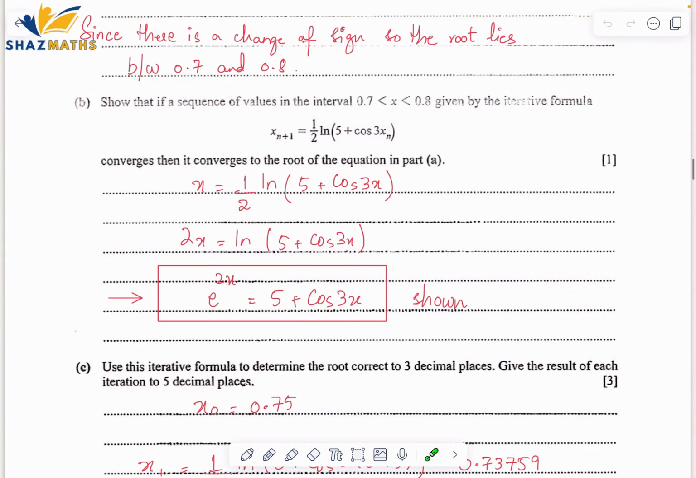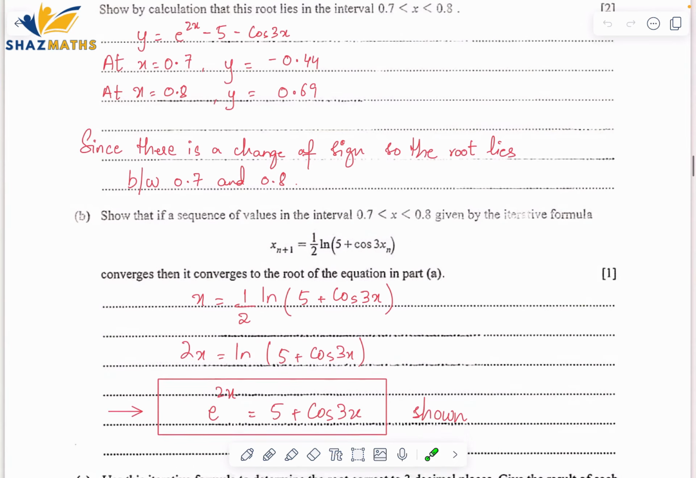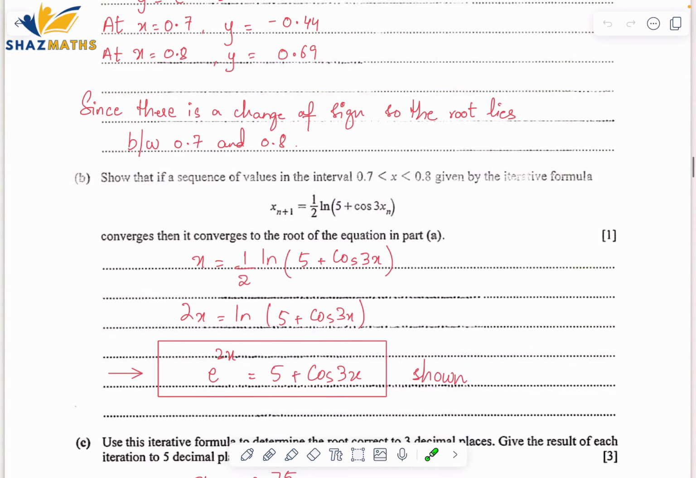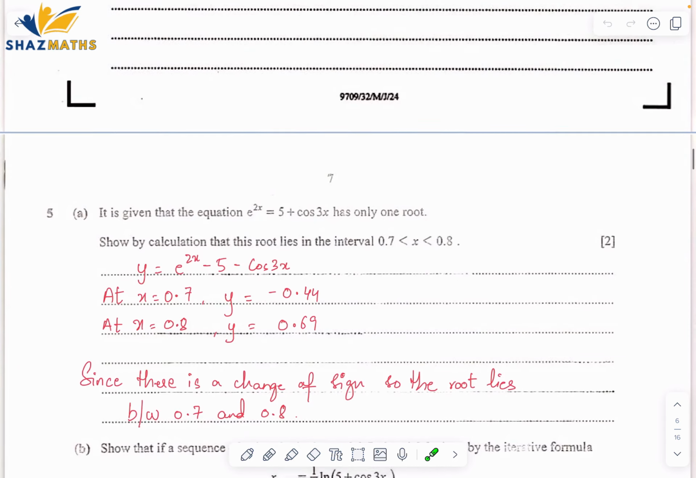For the second part, show that if a sequence of values in the interval 0.7 is less than x is less than 0.8 given by the iterative formula converges, then it converges to the root of the equation in part A. For this case, the simple method is that we'll remove the n plus 1 and n and we'll simplify the equation in such a way that it converts back into the original form given in part A.